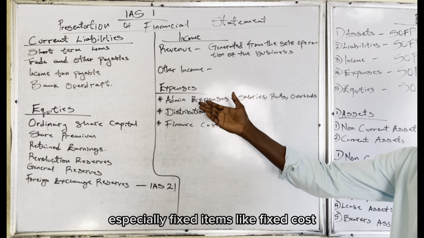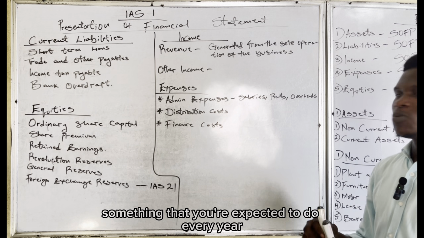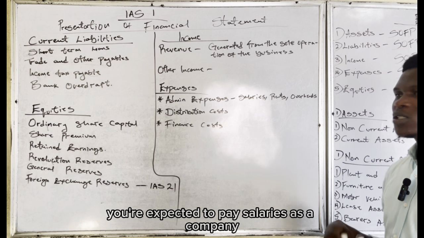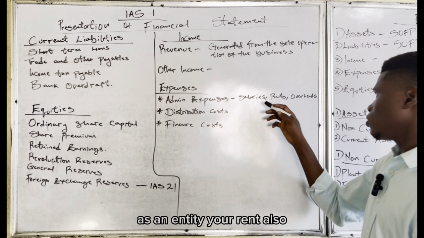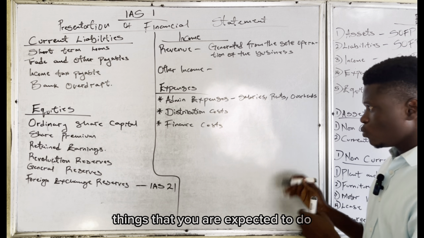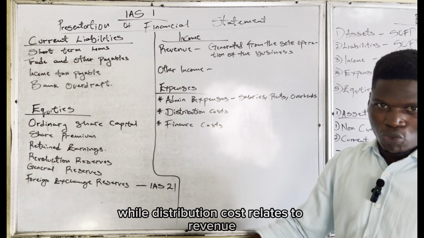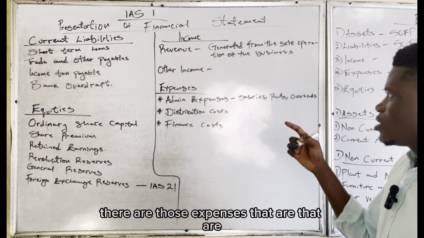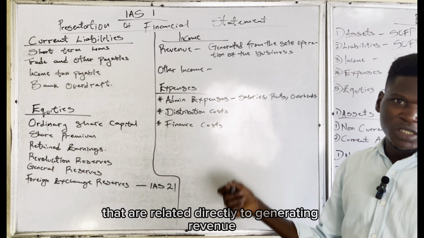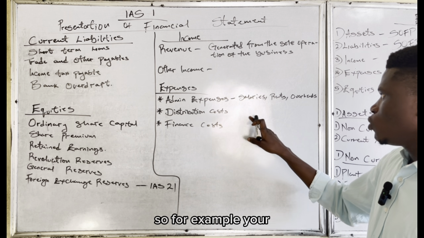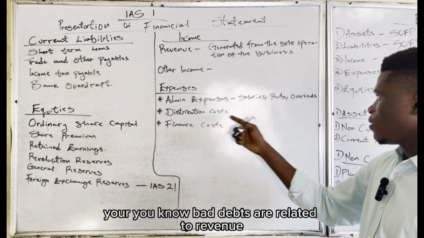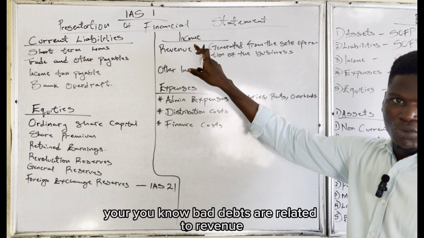Especially fixed items like fixed costs, something that you're expected to do every year. Just like salaries, you're expected to pay salaries as a company, as an entity. Your rent also, then your fixed overhead, things that you are expected to do. While distribution costs relate to revenue, they are those expenses that are related directly to generating revenue. So, for example, your bad debts are related to revenue.